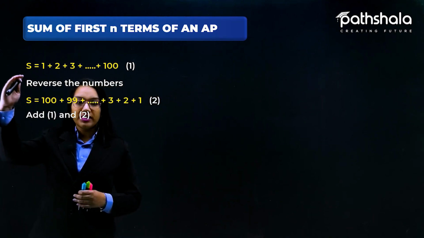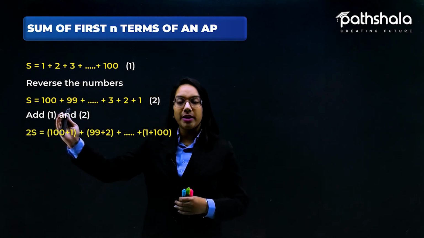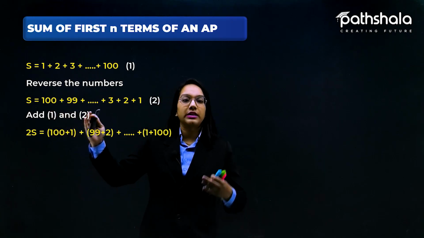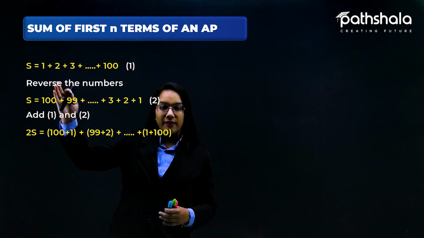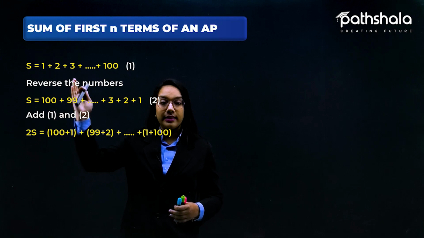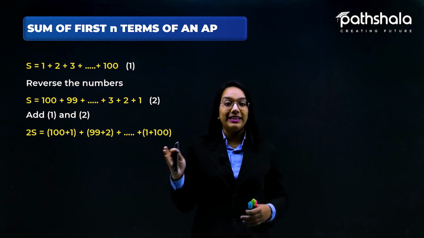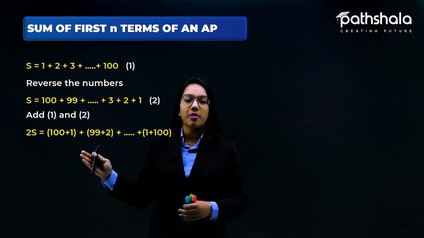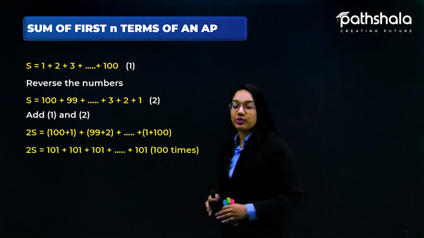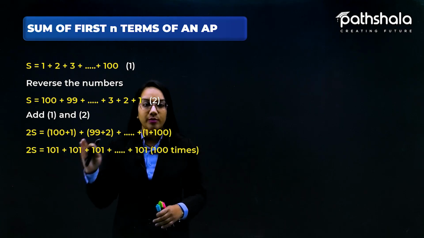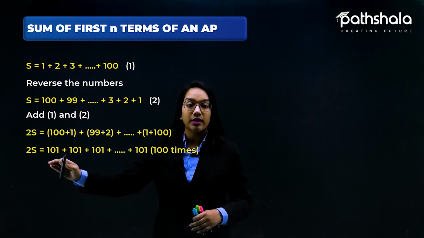If I add both of these equations, S plus S is 2S, which is equal to 100 plus 1. We are adding the first terms together, the second terms together, the third terms together, and similarly the last terms together. So the very first terms give 1 plus 100, then 2 plus 99, then 100 plus 1 at the end. As you can see, 100 plus 1 is 101, 99 plus 2 is 101, and so on. The total number of terms here is 100.